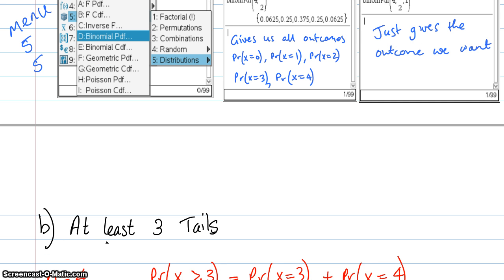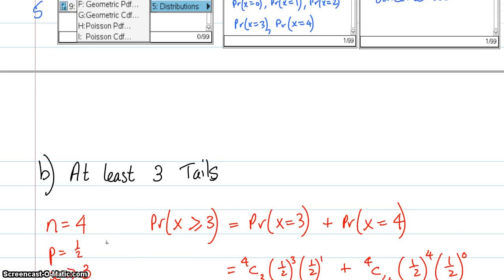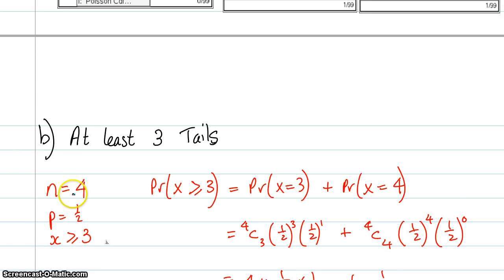Okay, so again I write down all of these things. I know that it's the binomial distribution, so I write n equals 4, the probability of success equals a half, and I know that my x value, the number of outcomes I want, is either 3 or 4, so I can write x as greater than or equal to 3. It does make a difference when it's greater than or equal to, or just greater than, so be careful in the discrete random variables. So now I'm going to write it down like this.